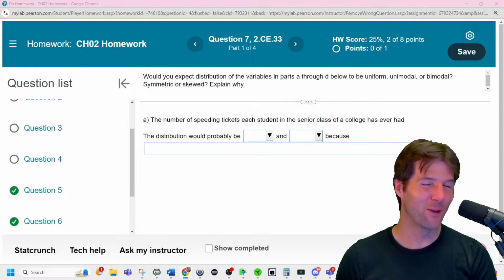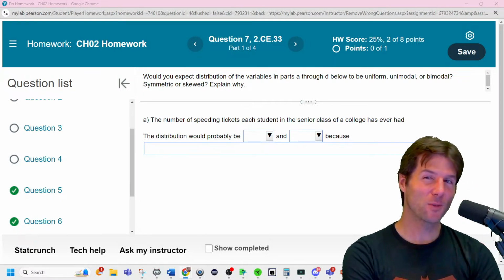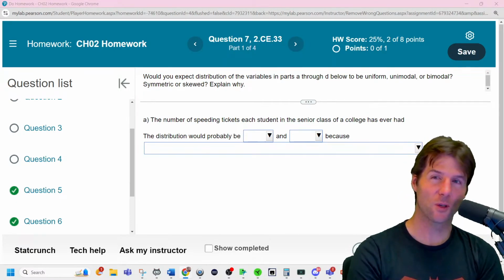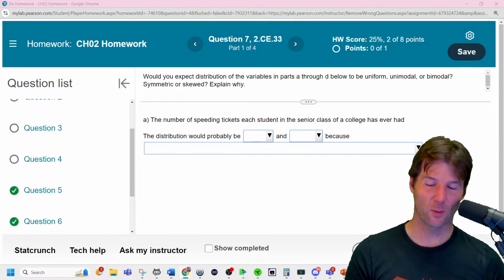Okay, question number 7 on the homework. How would you expect these distributions to look? So this is really tough because it's very theoretical.